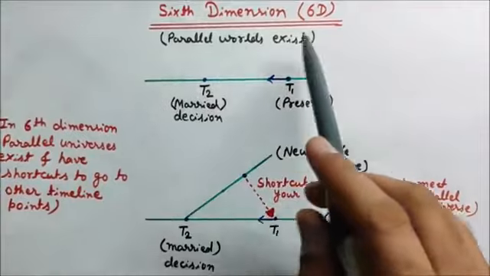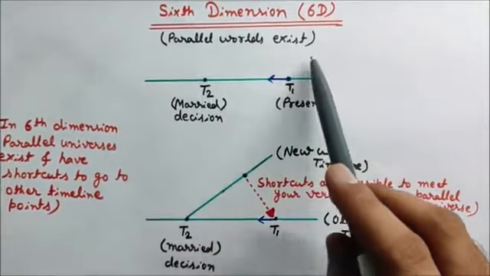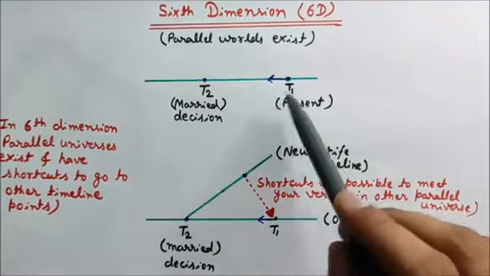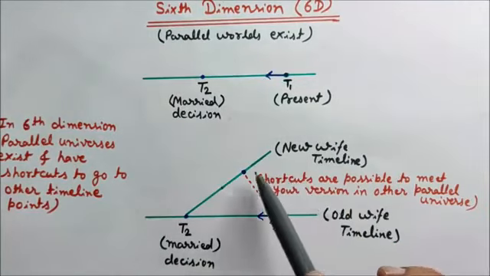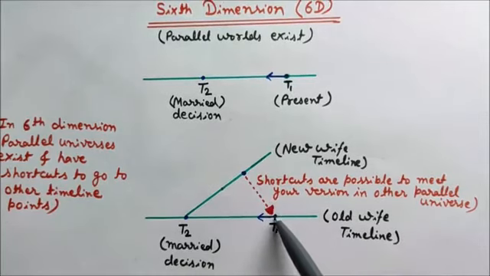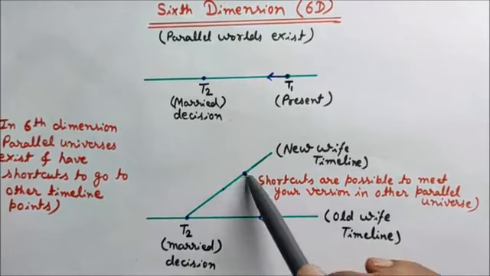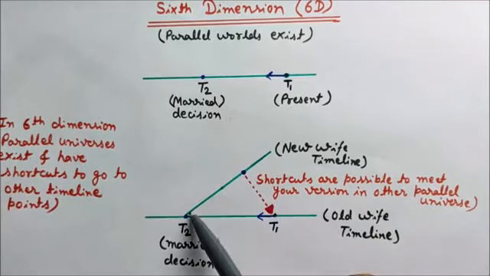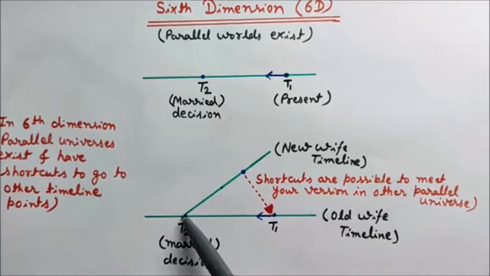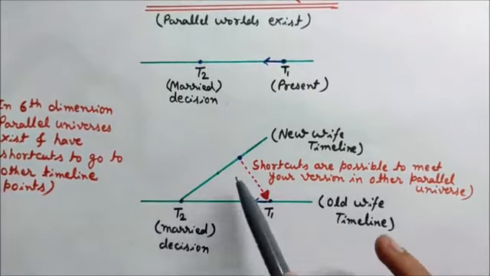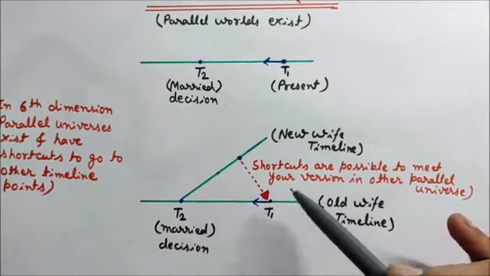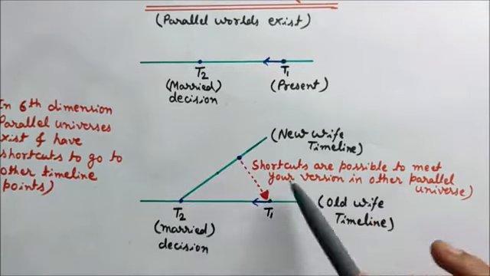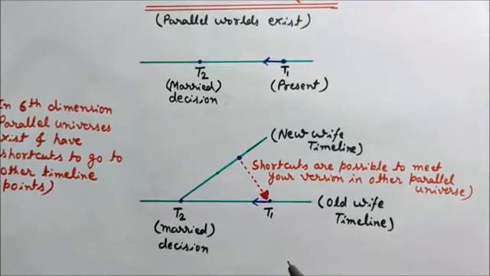Okay, here comes the sixth dimension. In this dimension also parallel universes exist, and this is the present time and the marriage decision time. But one basic difference between the fifth and sixth dimension is that if you want to meet your other self in the parallel universe, you can meet him directly using a shortcut. You need not go back in time to the point where the decision was made. So it gives us more flexibility, and in this way you can easily jump from one timeline to another without having any need to go back in time, because shortcuts are possible. So this is more powerful than the fifth dimension.